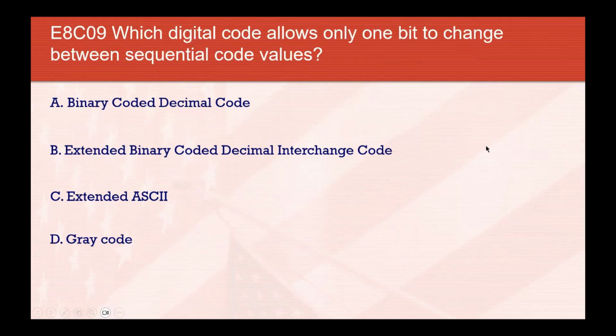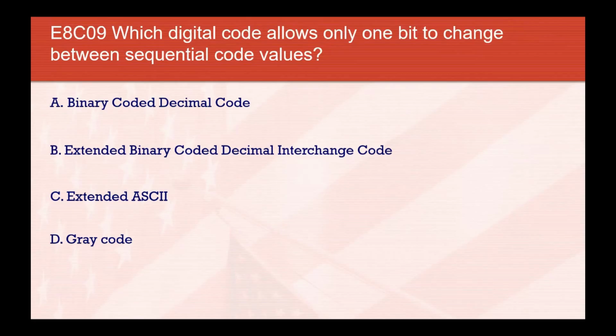Okay, which digital code allows only 1 bit to change between sequential code values? This was one that brought back some memories. I had to dig into the gray matter a little bit on this one. It's the gray code. Most of the binary codes, rather, will on certain transitions from one number to the next, change several bits at one time.